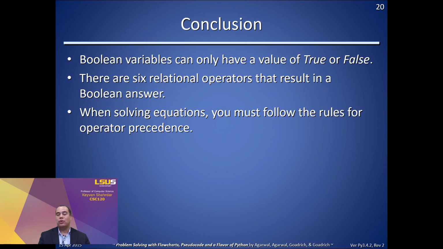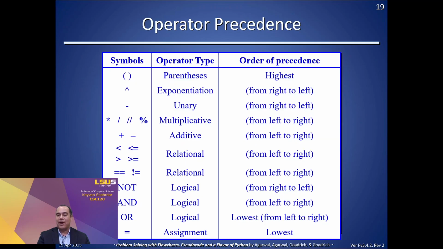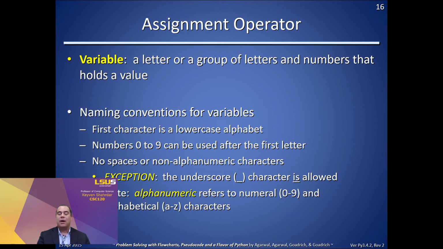In conclusion, Boolean variables can only have a value of true or false. There are 6 relational operators that result in a Boolean answer. When solving equations, you must follow the rules for operator precedence. This concludes our Chapter 5 PowerPoint presentation.